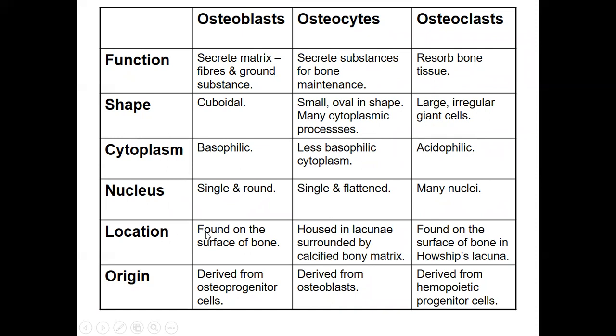And then for the locations, the osteoblast can be found on the surface of the bone, and the osteocyte is present inside the lacuna, surrounded by the calcified bony matrix. The osteoclast is found on the surface of the bone in the Howship's lacuna. For the origin, the osteoblast is derived from the osteoprogenitor cell, the osteocyte is derived from the osteoblast, and the osteoclast is derived from the hematopoietic progenitor cell.